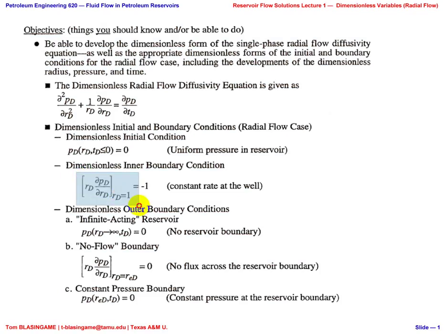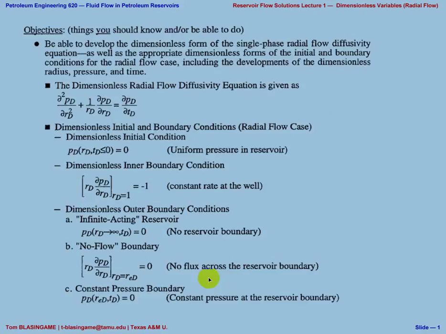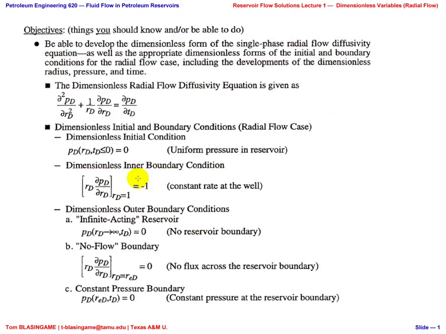You'll notice that this term on the left-hand side looks like Darcy's law. It's recast in dimensionless form, and that's exactly what it is. So we're going to determine this value of 1 from Darcy's law, okay? And then we have the infinite acting outer boundary condition, where when we have no reservoir boundary, if we continue to walk towards infinity, the pressure becomes the initial pressure, or the dimensionless pressure becomes 0.